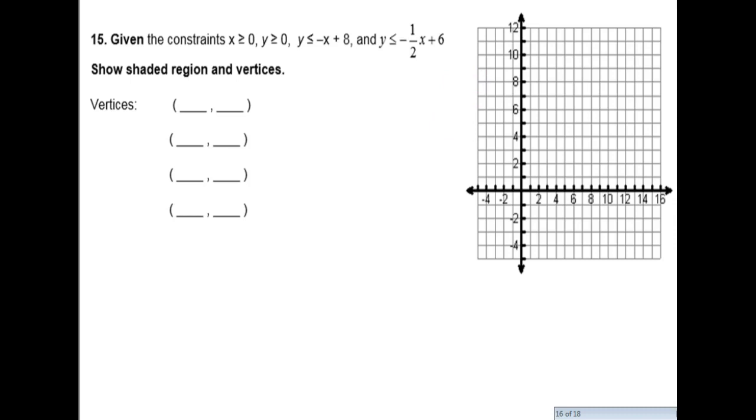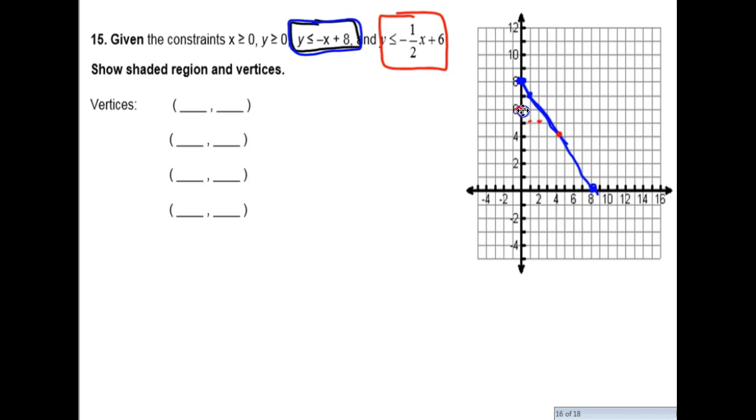So on the following question, this time you have to create the bounded region by all the different inequalities that are given to you. So the first two just limit you to the first quadrant. We don't need to really draw that. But then your next function, negative x plus 8, starts at positive 8 on the y-axis, and has a slope of down 1, right 1, all the way down to here. I would suggest you use a ruler when you're graphing this, because otherwise you're going to graph crooked. And remember, we're going to have to find the vertices at some point. So your second function starts at positive 6 with a slope of down 1, right 2.